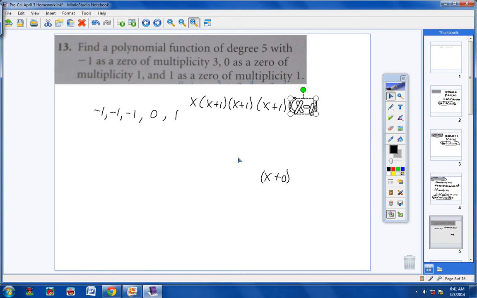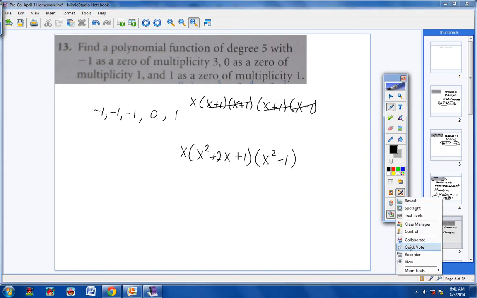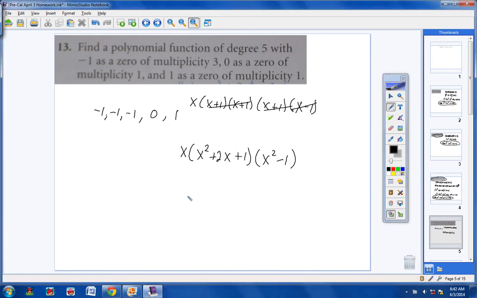So when I'm all done doing all my multiplication in the end, I'll take an x here and I'll multiply it through. So x plus 1 times x plus 1. Let's bring down my x here. And x plus 1 times x plus 1 would be x squared plus 2x plus 1. X plus 1 times x minus 1 would be x squared minus 1. Okay, now don't let this x here confuse you. We're going to save that for last.